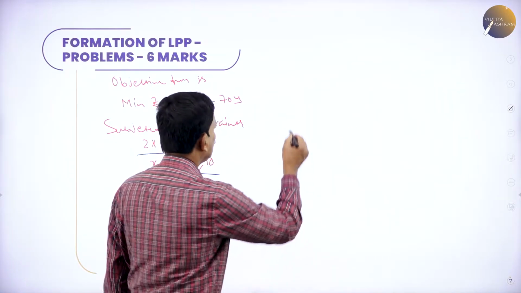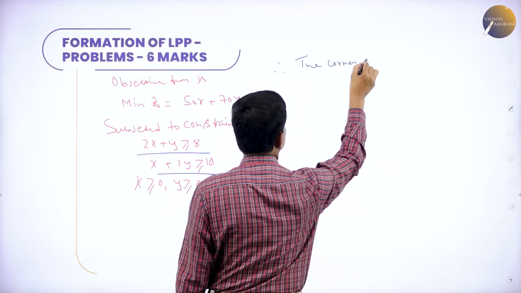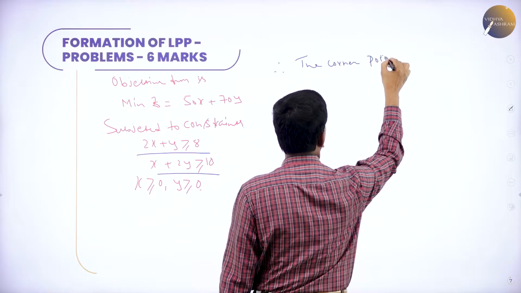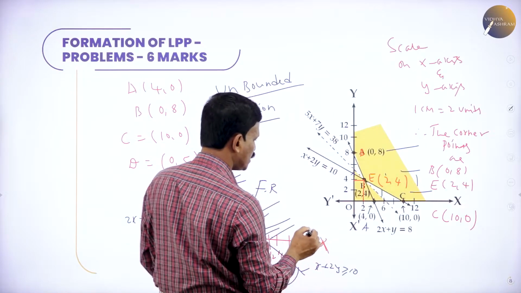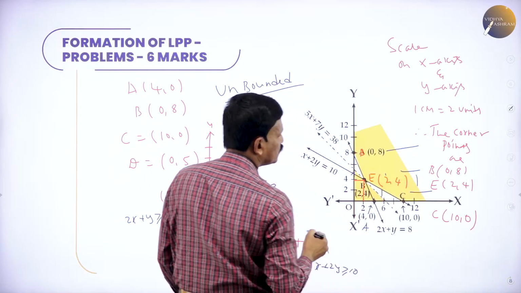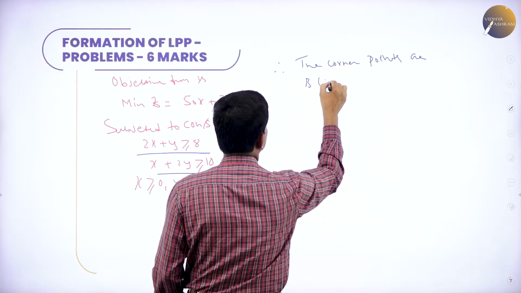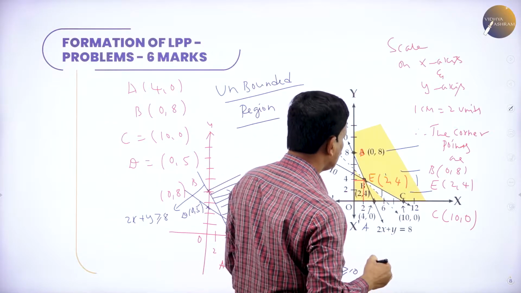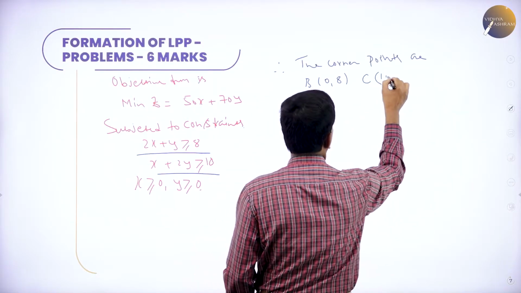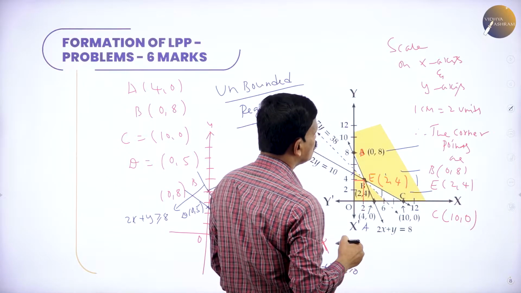Now therefore, what are the corner points we are getting? B (0, 8), C, what is C? (10, 0), and E, what is E? E is (2, 4).